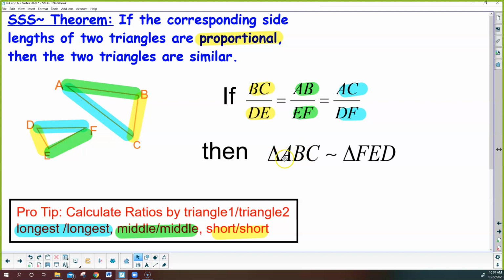So notice how I wrote triangle ABC. That was all the lengths that were in the numerator of our ratios. And then the lengths from the triangle FED, the smaller triangle, those were all in the denominator. You can't mix these around. If I say BC, that means I'm starting with the big triangle and I'm comparing it to the small. So you always have to put the lengths from this triangle in the numerator and the lengths from the other triangle in the denominator. Make sure you're conscious of that.